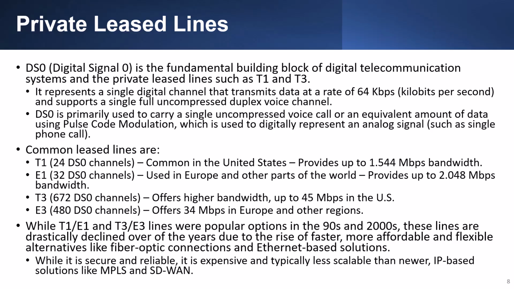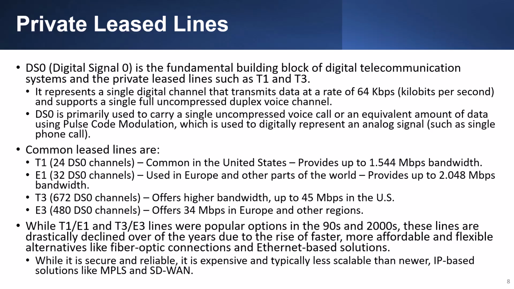DS0 is primarily used to carry a single uncompressed voice call or an equivalent amount of data using pulse code modulation, which is used to digitally represent an analog signal such as a single phone call. Common leased lines are T1, which has 24 DS0 channels, which was common in the United States and provides up to 1.544 megabits per second bandwidth.